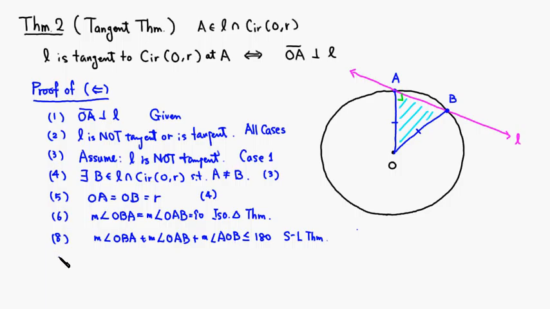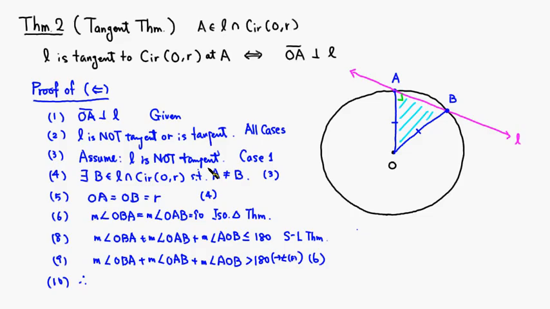But using line 6, we know that the measure of the angle OBA plus the measure of the angle OAB is already 90 plus 90, so it's 180, and plus there's a non-zero measure of the angle AOB. So this is going to exceed 180. So I'm using line 6, but this is a contradiction with line 8. So therefore, we have a conclusion.